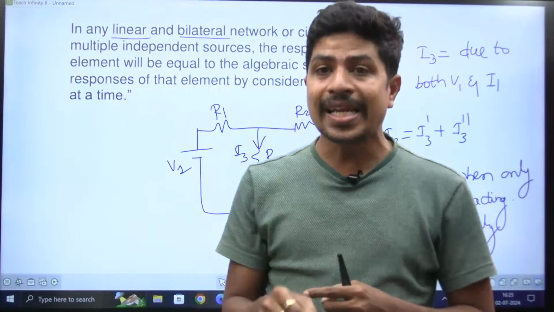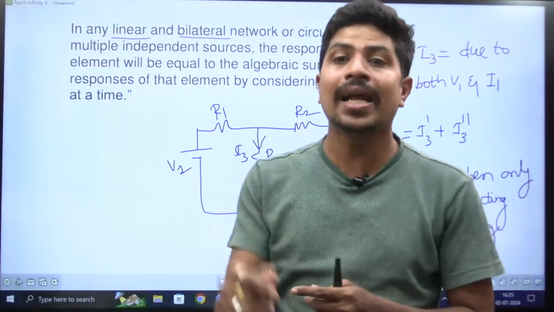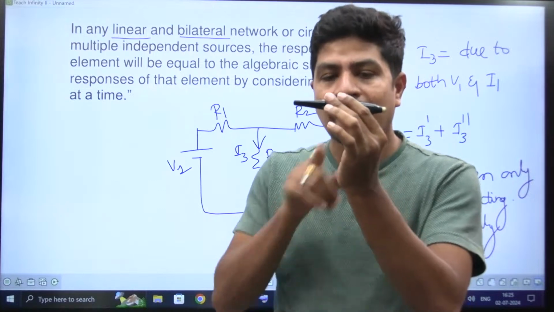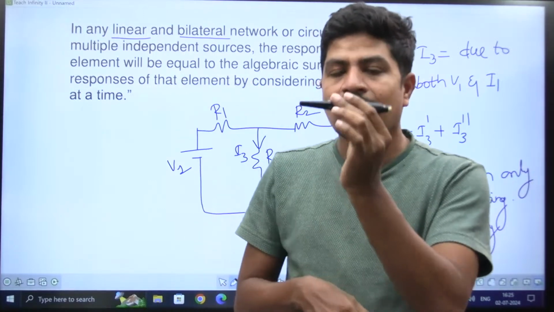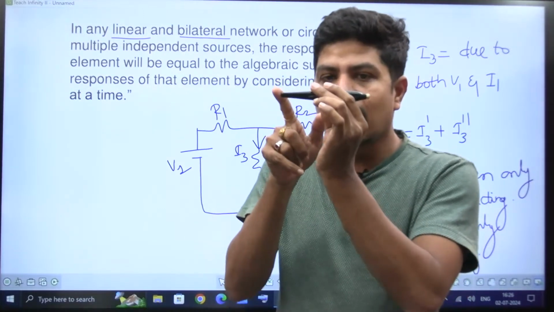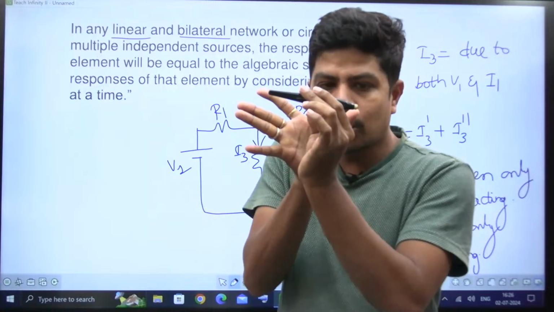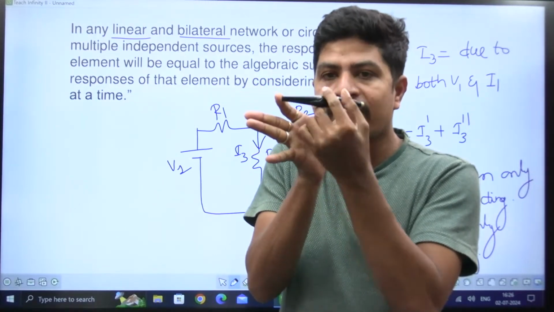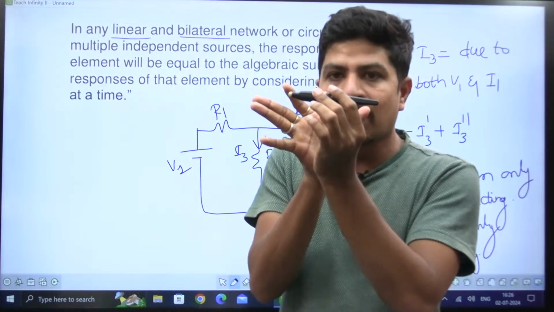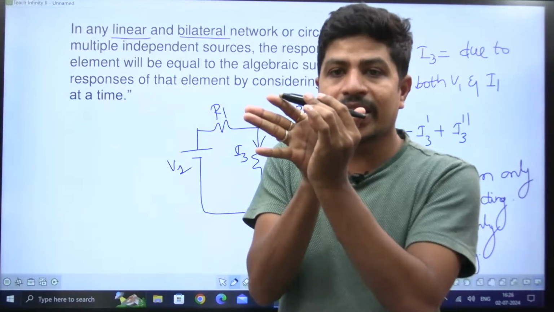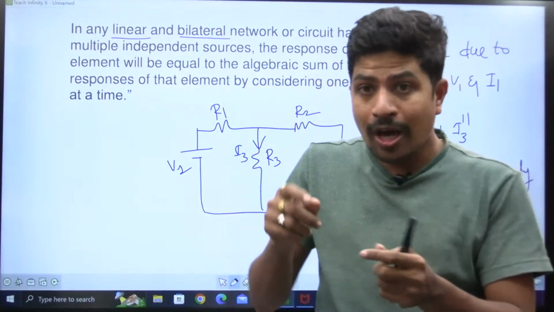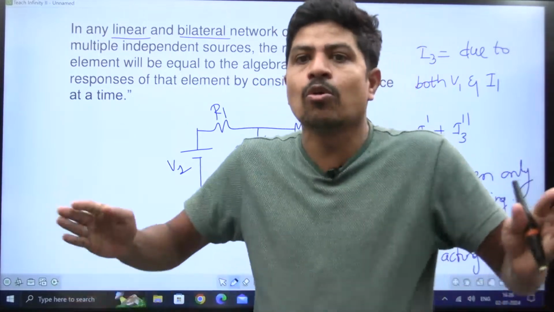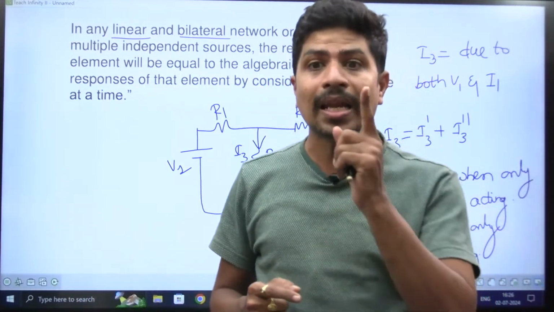In any linear bilateral network, what is a bilateral element? If an element conducts equally on both sides, suppose this is A and this is B, you connect the battery positive terminal to A and negative terminal to B, and it is conducting. Now I'm reversing the element, keeping the battery the same, means B is connected here and A is connected here. Though you are reversing the connections for that element, if it conducts equally on both sides, then that element is said to be a bilateral element.